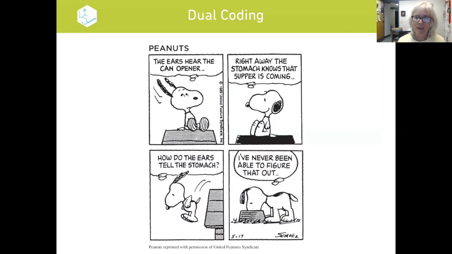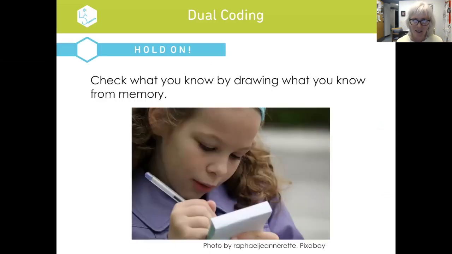You might find cartoons like this and think about, is this a good description of classical conditioning? Or maybe this is better for operant conditioning. And then it's actually much better for classical conditioning. And any of us who've ever had a dog or a cat who's ever been fed wet food, they pretty quickly make that connection. Then what you're going to want to do is check what you know by drawing what you know from memory.